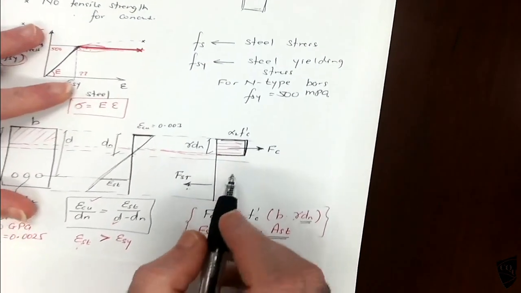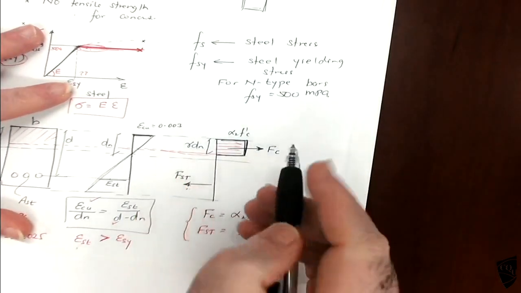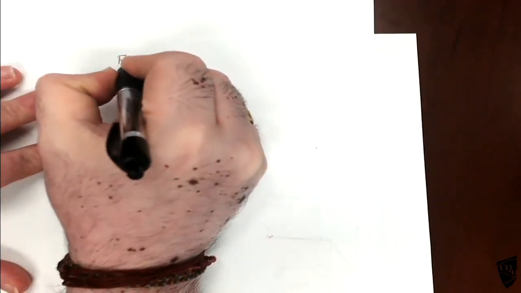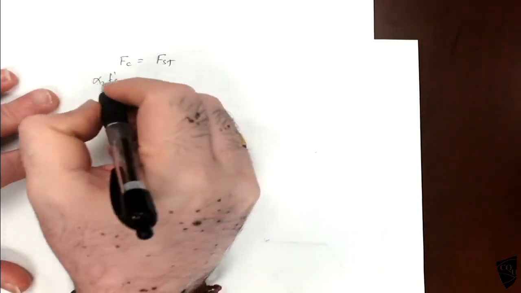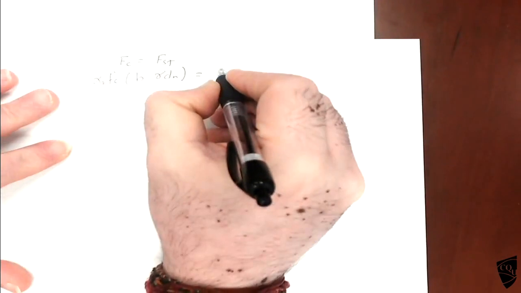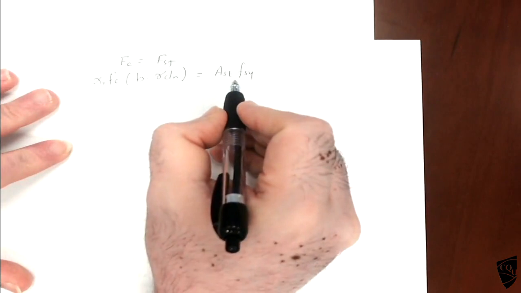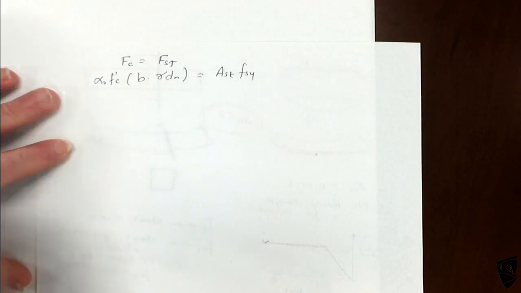If you look at this diagram, the beam is under equilibrium. So this is equal to this one. That is the first equation. Fc is equal to Fst because the beam is under equilibrium. So alpha 2 F dash C B gamma dn equals AST FSY. This is the steel force, this is the concrete force, both should be equal. So that is the first equation.